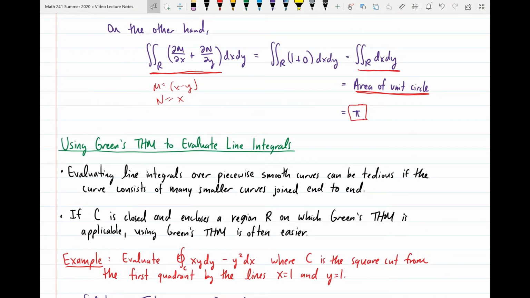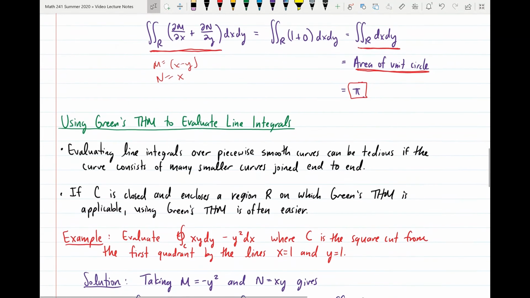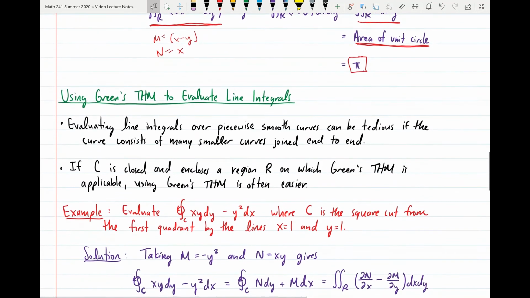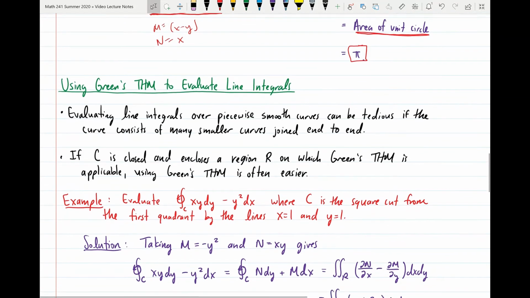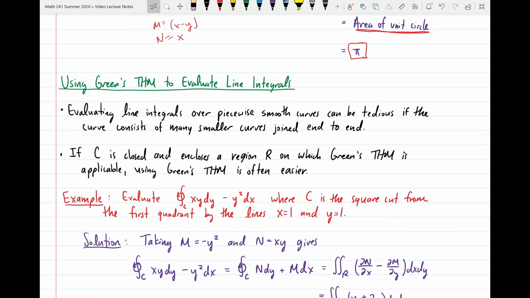So now we can move into the last section for this video, which is to use Green's theorem to evaluate various line integrals, and we'll just go through a couple of examples here. So evaluating line integrals over particularly piecewise smooth curves can be tedious if the curve consists of many smaller curves that are joined end to end, because for each of these smaller curves that are being concatenated together, we have to do a line integral for each of them and then sum them together.